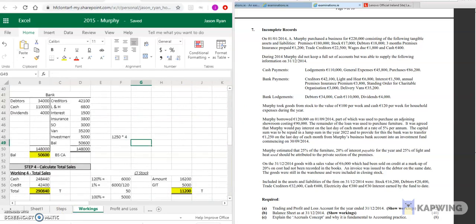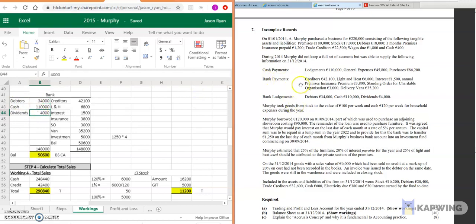Your bank account. Okay, so for your bank, once again, you've got bank payments here. So you've also got your bank lodgements. So you've got your debtors, 34,000, cash, 110,000, dividends, 4,000. They all go in because they're bank lodgements. Bank is an asset. It's going to increase it, so it goes on the debit side. So bank: debtors 34,000, cash 110,000, dividends 4,000.